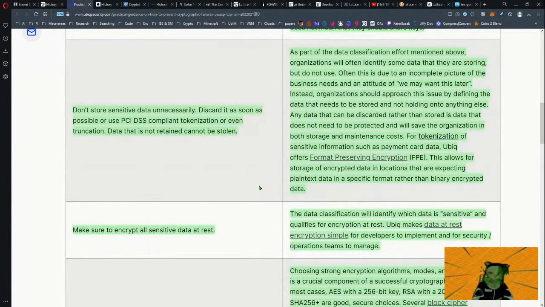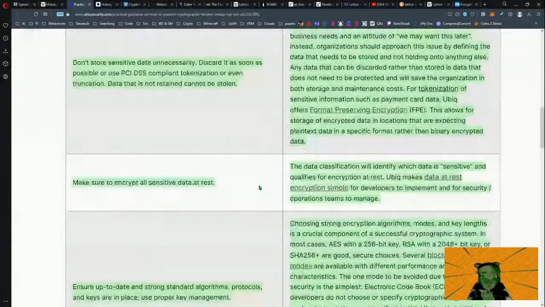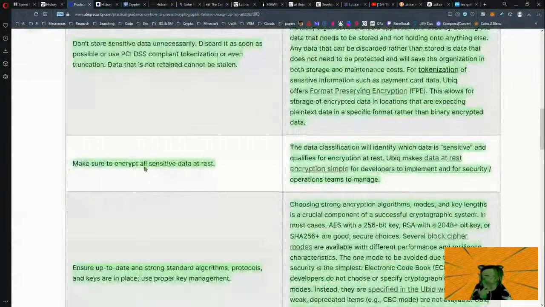But at the same time, so do our security keys, so does our hashing, so does the math that we're performing to hide data. And so make sure to encrypt all sensitive data at rest. This is kind of important. We can encrypt data at any point in time in the encryption phase. Encrypting it at rest, though, gives us clear points in a process.